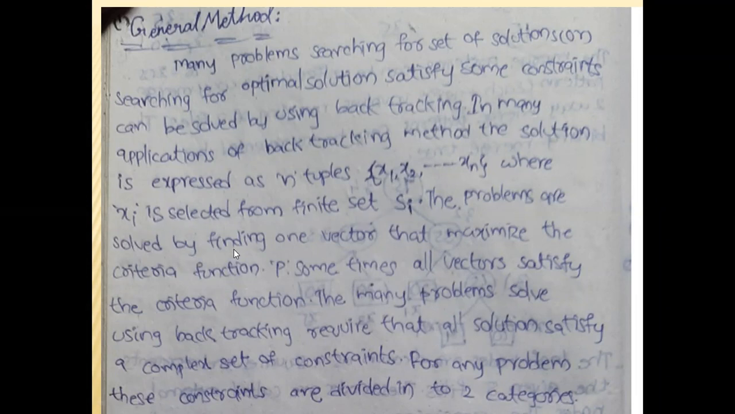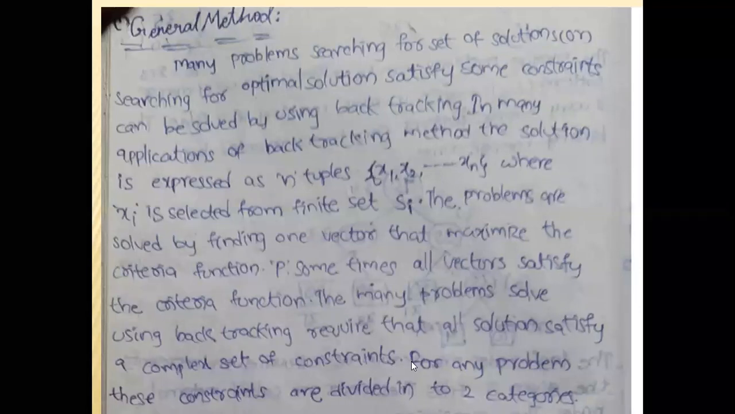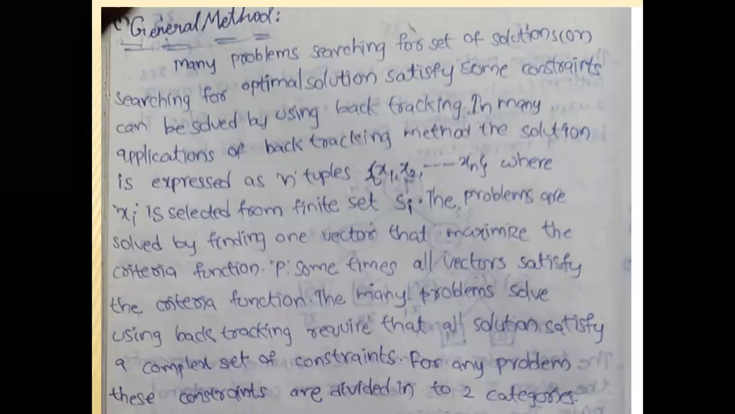The problems are solved by finding one vector that maximizes the criteria function P. Sometimes all the vectors satisfy the criteria function. Many problems solved with backtracking require that all the solutions satisfy a complex set of constraints, that is, for many problems, a complex set of constraints.